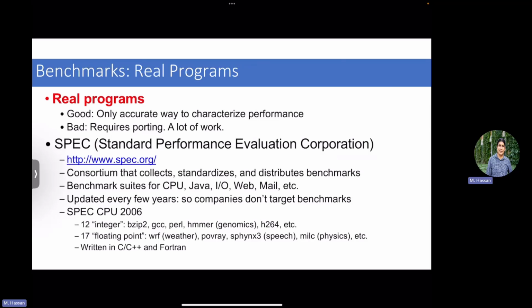And then there are the real programs, which are the very complex ones that do not only the kernel operation, but the true representation of the actual benchmark. And I gave you the example of SPEC with GCC inside it as a representation of, well, that's a real program that represents the GCC operations. Okay.